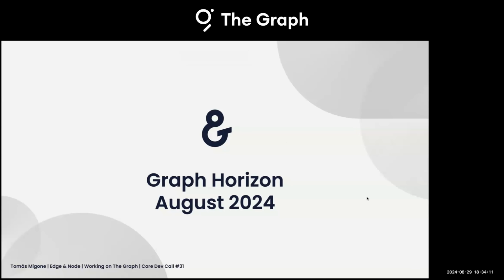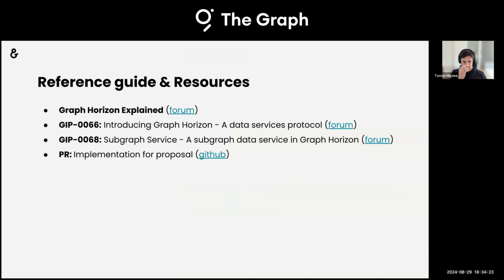Great. So first thing, it's great to be back. I think it's been a while since I presented here, so I'm happy to be here. The idea for today is to talk a little bit about Graph Horizon. You might have noticed recently we published two GIPs, 66 and 68, related to Graph Horizon and the subgraph data service. There's also a previous post in the forums, Graph Horizon Explained. This was a few months old, I think, but it contains the philosophy and the ideas behind Graph Horizon.